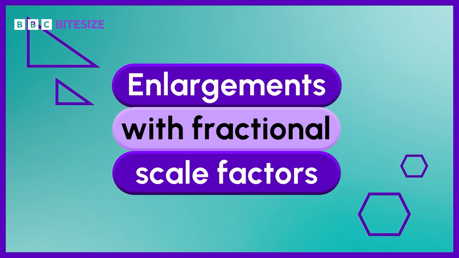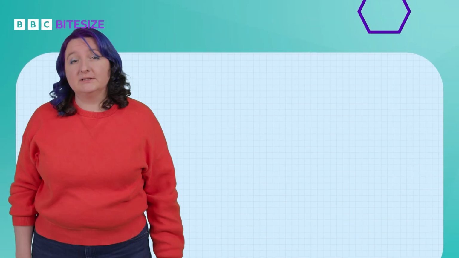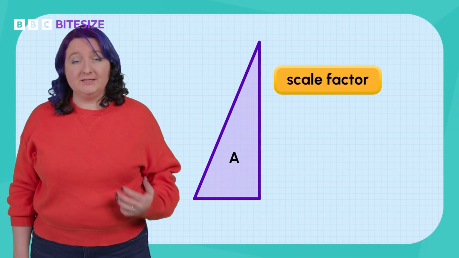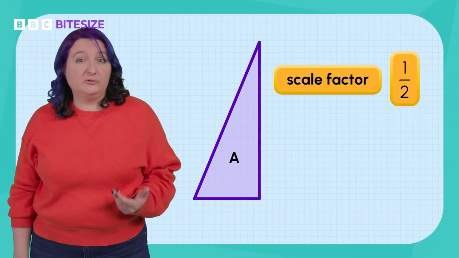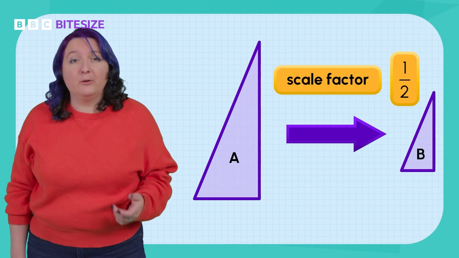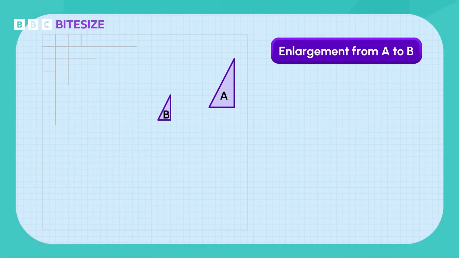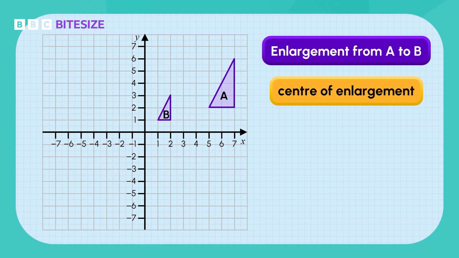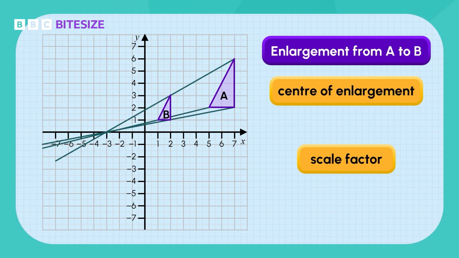Enlargements with fractional scale factors are similar to enlargements with whole scale factors, except that when the scale factor is between 0 and 1, for example 1/2, the shape will get smaller after the enlargement, not bigger. To describe an enlargement from shape A to shape B, you need two pieces of information: the centre of enlargement and a scale factor. The centre of enlargement is found by drawing straight lines through the matching vertices of both shapes and seeing where they meet.